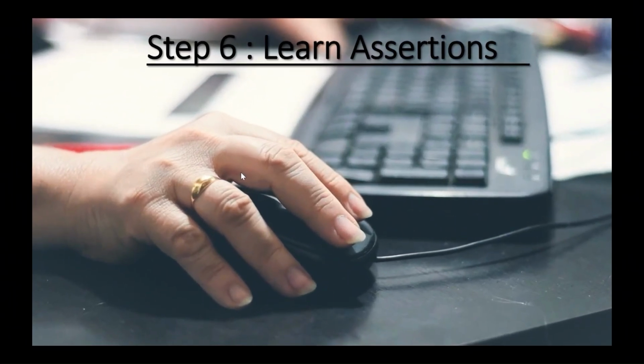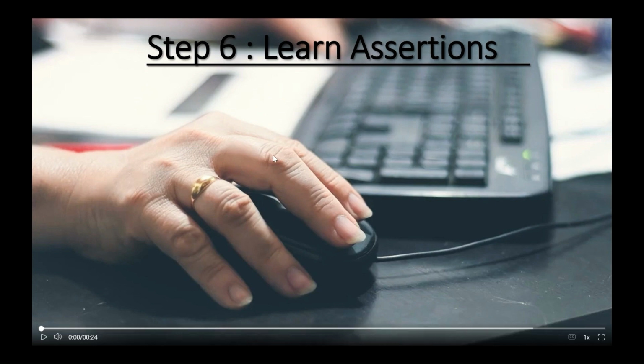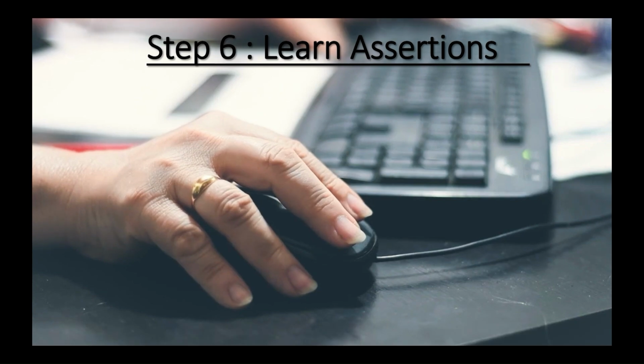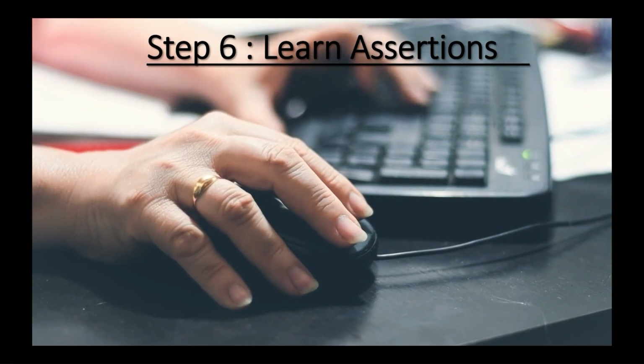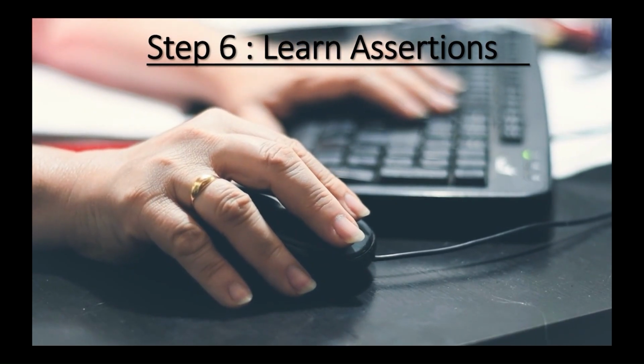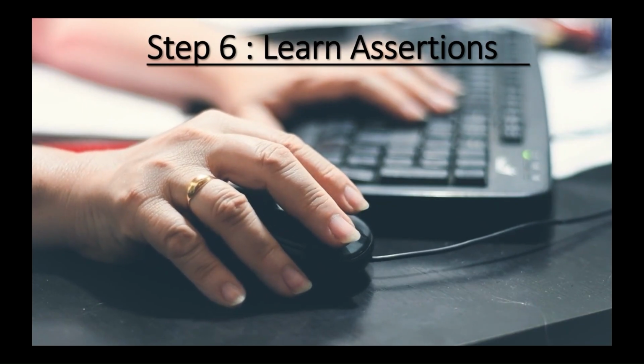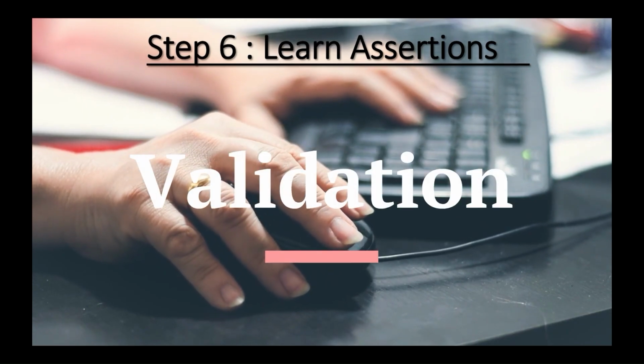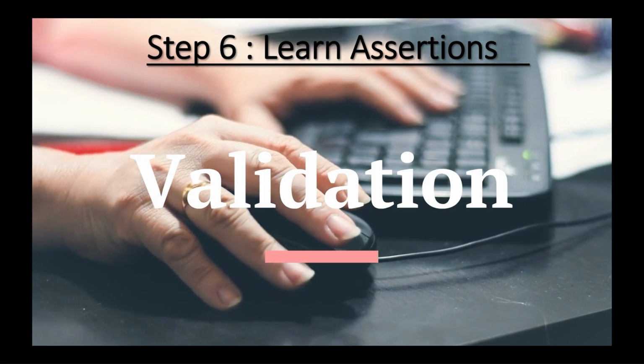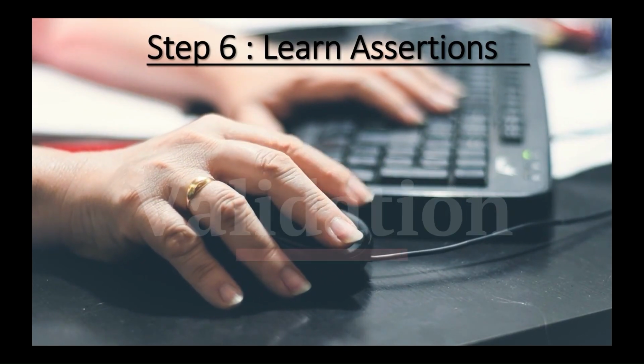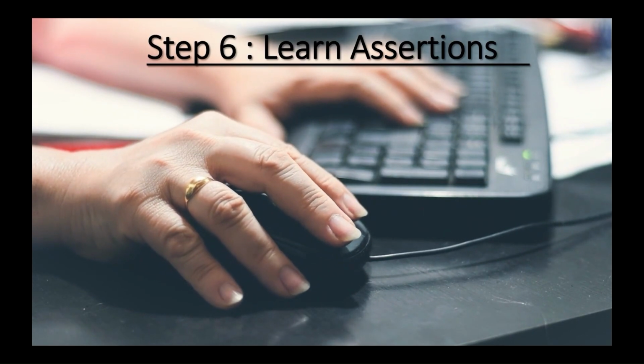Step 6. Learn assertions. A lot of beginners think automation means clicking buttons. That's completely wrong. Automation means validation. Let me repeat that once again. Automation means validation. If your script only clicks buttons, it's not really testing.